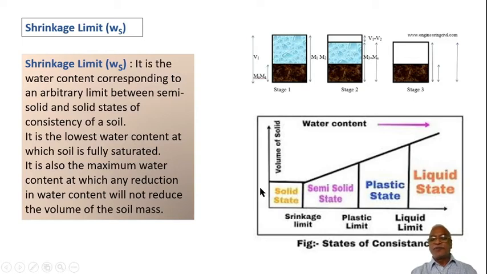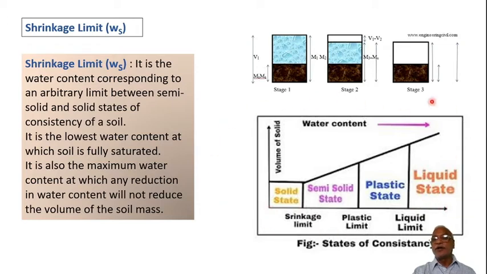In the last session we have discussed what consistency limits are, and of them the liquid limit and plastic limit. In this session I'm going to tell you about the shrinkage limit. Overall, we have seen that limits are nothing but water contents represented by W. The suffixes indicate which limit it is, and they are nothing but water contents.